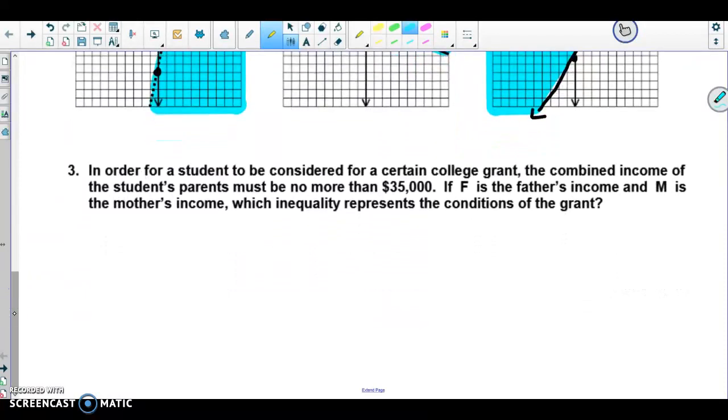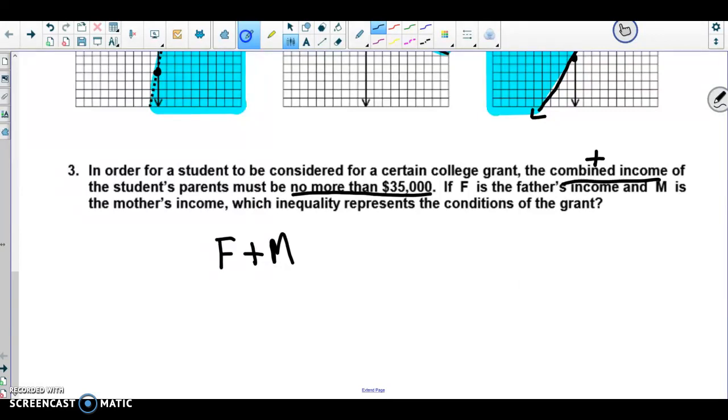All right, number 3. In order for a student to be considered for a certain college grant, the combined income, so combined income, that makes me think, oh, we're going to add that together. The student's parents must be no more than $35,000. If F is the father's income and M is the mother's income, which inequality represents the conditions of the grant? Well, combined income of mother and father is going to be like F plus M. That would be how we would get the combined income. You add it together.